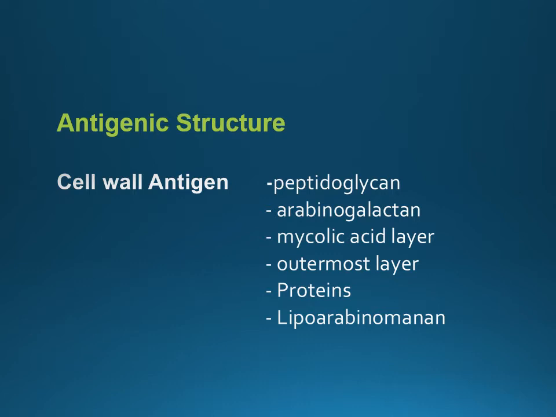Then comes the outermost layer. It involves lipids, glycolipids, mycosides, certain proteins inserted, and lipoarabinomannan, which helps in binding this bacteria to the macrophages. Then cytoplasmic antigens are there, antigens 5, 6, and 16.